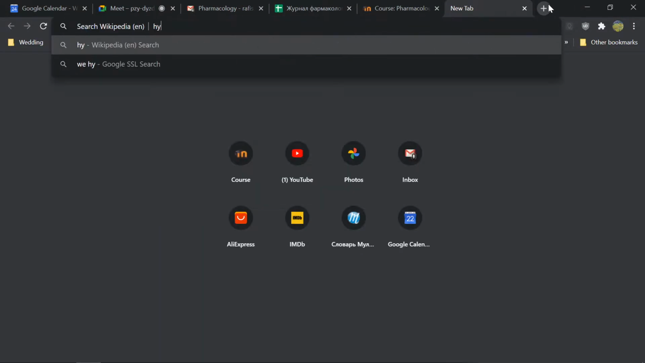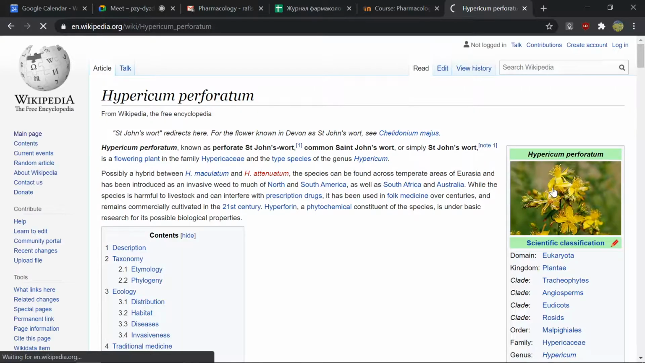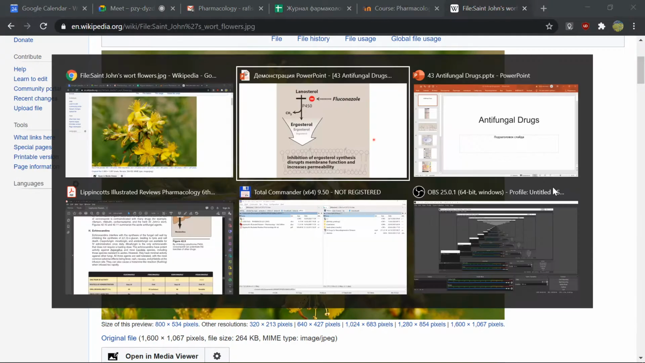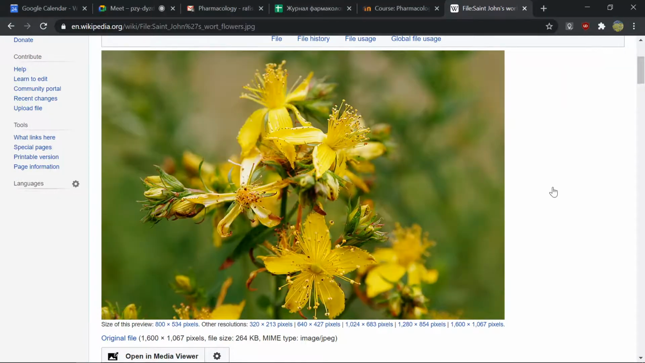Okay, Hypericum perforatum. Okay, this one. One moment, I will show you.